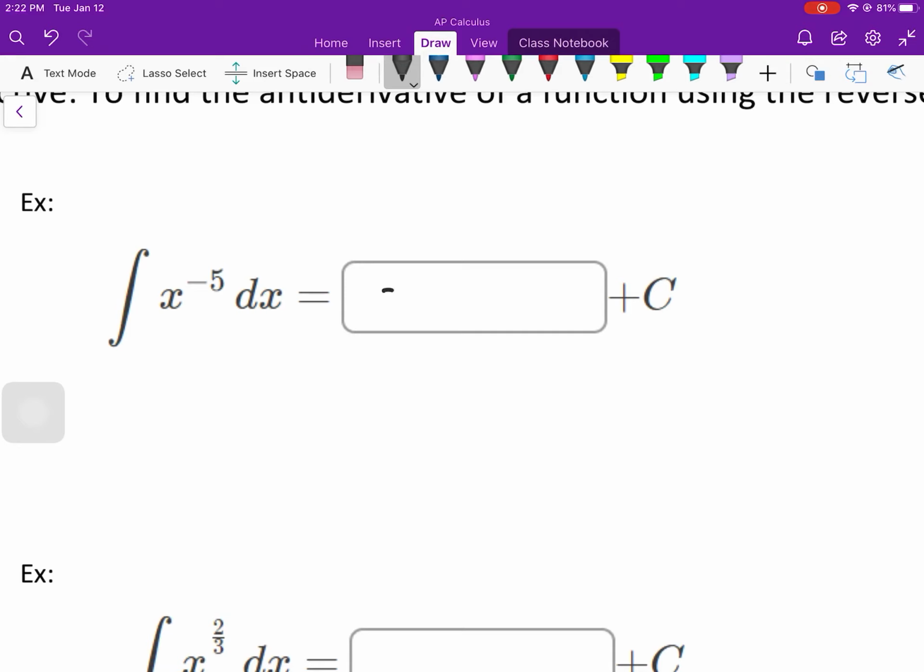So negative 5 plus 1, just be careful. There's a kind of mistake. You know what? I'll admit sometimes I make a little mistake, if I'm working really quick. But negative 5 plus 1 is negative 4. So just be careful there. And then divide it by negative 4.